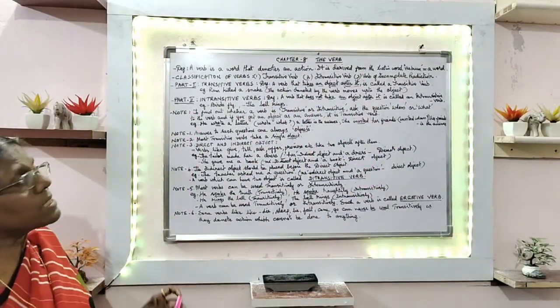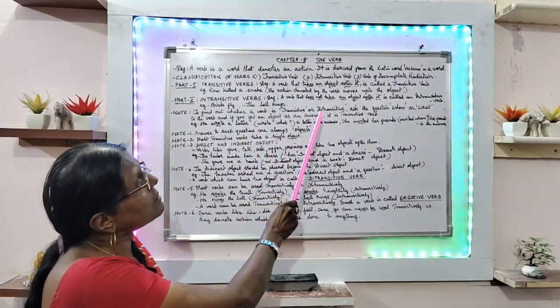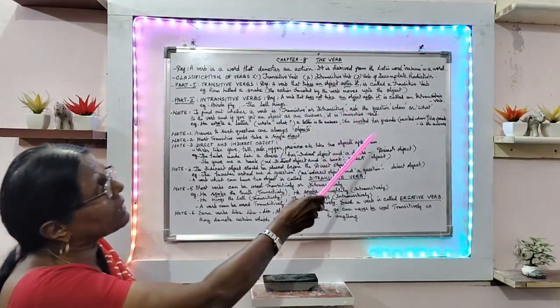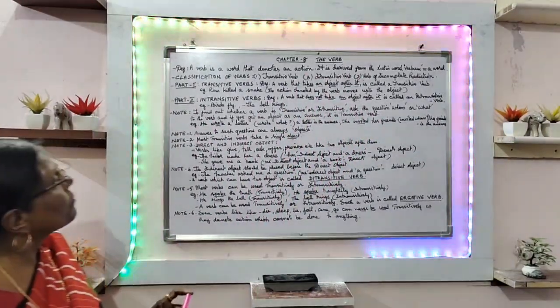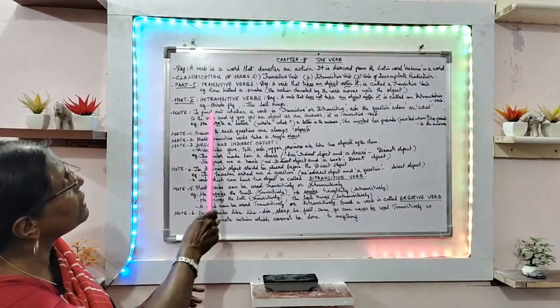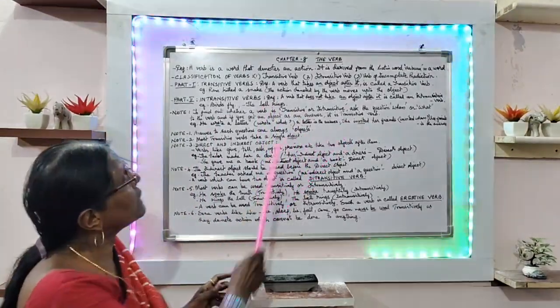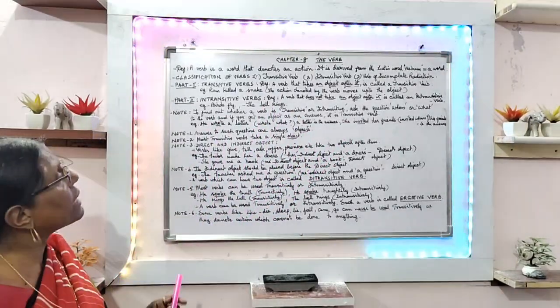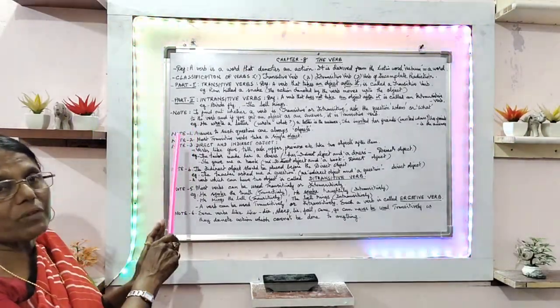Next is intransitive verb. A verb that does not take an object after it is called intransitive verb. Birds fly. There is no object followed, intransitive verb. The bell rings. There is no object followed, so that is called intransitive verb.